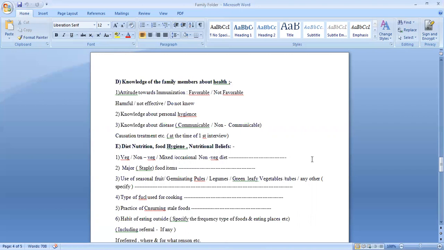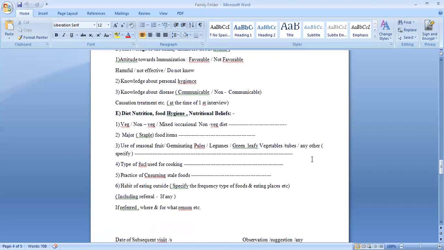Then knowledge about personal hygiene, whether they are applying methods for personal hygiene, or whether they know about the importance of personal hygiene or not. The knowledge about disease, communicable and non-communicable disease, what diseases are prevalent, how they spread, what factors contribute to the spread of disease. Then causation, treatment, etc. at the time of first interview.